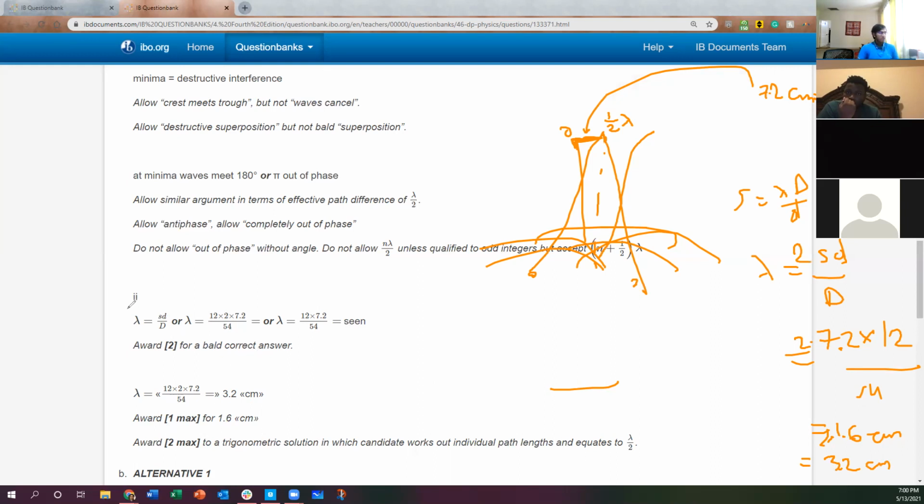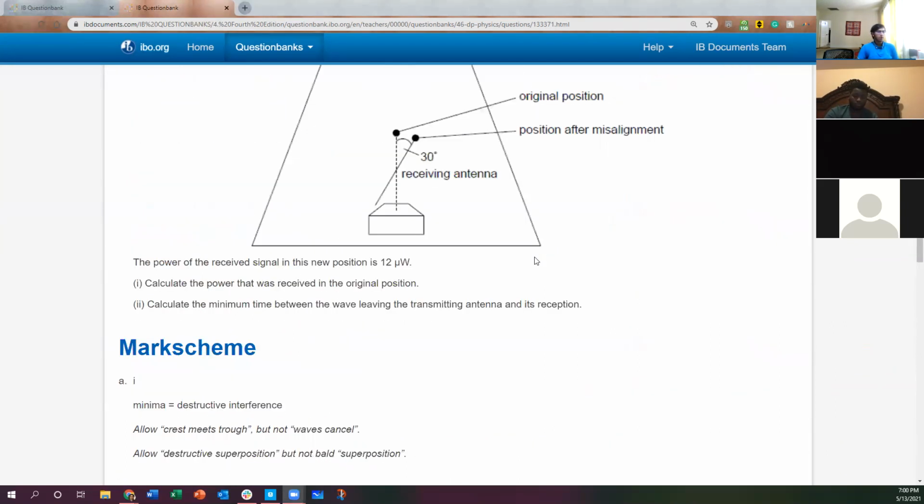So yes, you can use the fringe spacing formula. And if you actually do the trigonometric solution with the individual path lengths, that's going to take way more time, so I wouldn't recommend doing that. But you can do that with the whole geometry. That's a very sophisticated way of doing it. But as you can see, you just get 2 points for the right answer. And if you did it our way and you messed up or forgot to do the 2, you get 1.6. You get 1 point. So you do get partial credit occasionally.